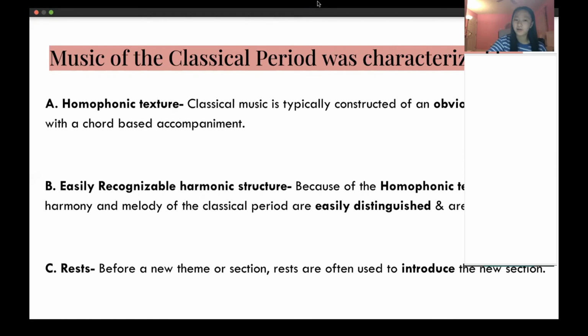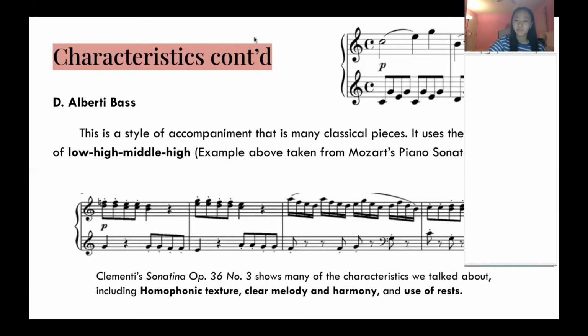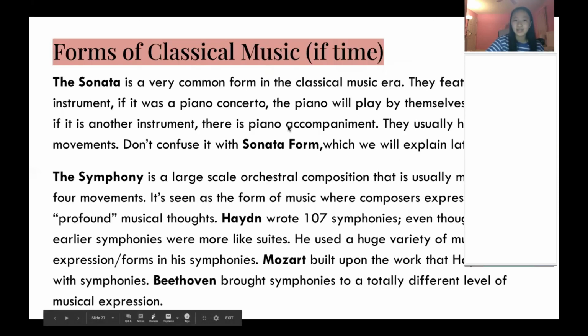So B kind of goes along with A, recognizable harmonic structure, so you can easily distinguish the melody and the harmony. That's what it means. And I guess C, they use more rests. That's just another characteristic. This one is very important as well, just to know the name. It's called Alberti bass. So this is a style of accompaniment that you will see a lot in Mozart and other classical composers. It basically uses the pattern of low, high, middle, high. So if you see that, just think Alberti bass.